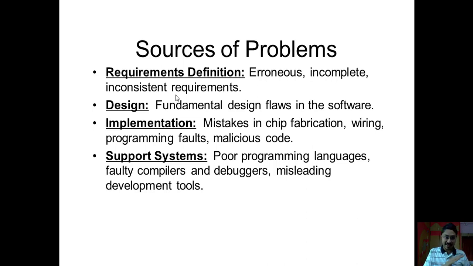But there are other cases in which requirements are written properly, but the person or the system architect who is designing the software does something wrong in the designing phase. In that case, the designing phase is the cause or the source of the problem. For example, consider you have gone to a civil architect and you want to construct a bungalow.